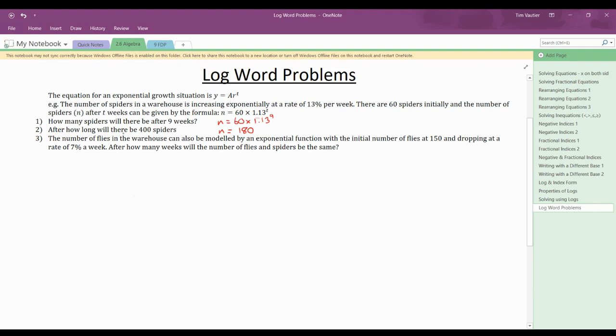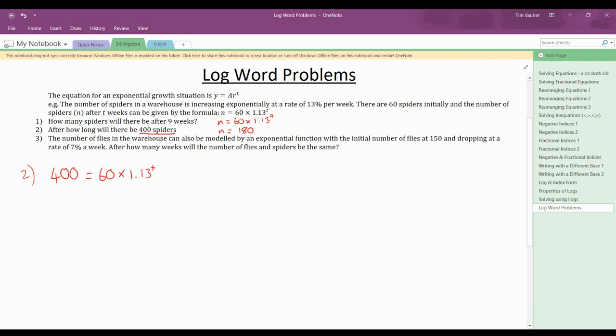Now, our second question: after how long will there be 400 spiders? The 400 spiders corresponds to the total number that we've got, and so that's n in the formula. So for question 2, we're rewriting the formula with 400 equals 60 times 1.13 to the power of t. We're going to have to use logs to solve this because we're trying to find an unknown power.